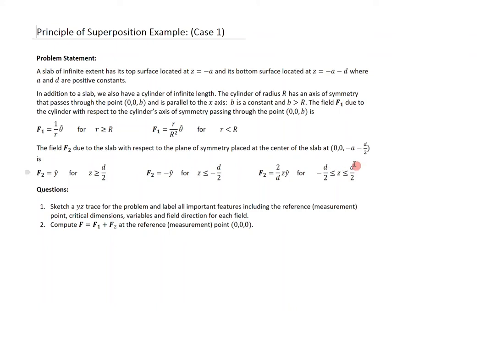And so the two questions are, first of all, sketch a YZ trace for the problem and label all important features, including the measurement point, also called reference point, critical dimensions, the variables and field directions for each field. Once we've done that, the next step is to go through the procedure, which we basically outlined, to compute the total F, which is going to be the sum of the two fields, but both of these fields will be in Cartesian coordinates, translated to their appropriate point. And the measurement point for this example is actually at the origin.